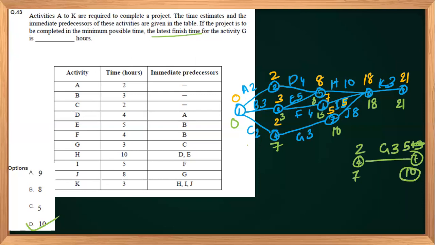So solving just means constructing the network and having an idea of the earliest starting and latest finishing times from the network. If you can compute that, you will get the answer. It is a very simple question, no twist or anything like that. Just construct the network and do the forward passing and backward passing. That's all.